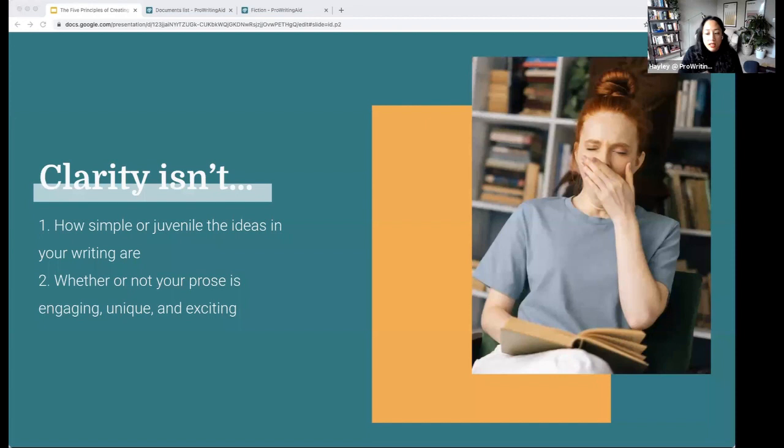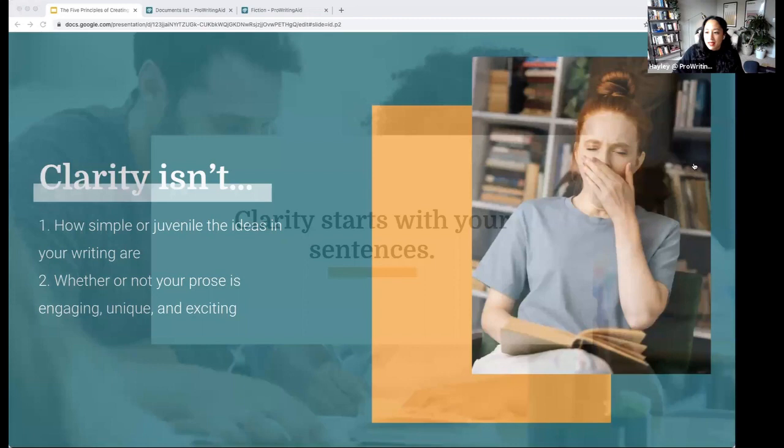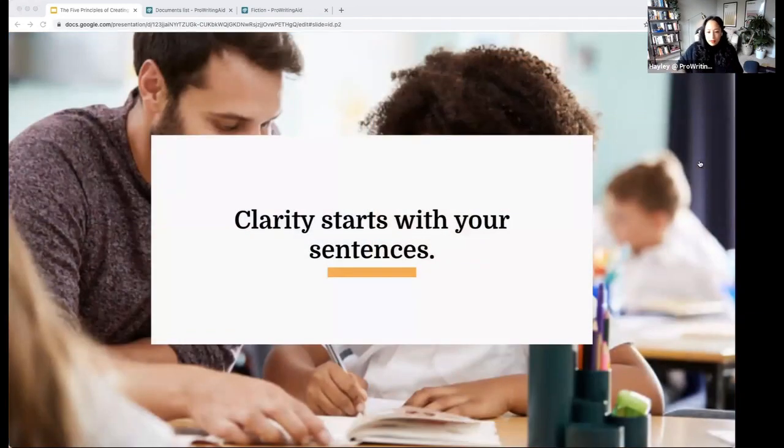So if you're trying to communicate something extremely complicated or extremely difficult or sensitive or anything like that, it's really important to come back to clarity to make sure that you're getting your ideas across effectively. And clarity also has nothing to do with whether or not your prose is engaging, unique, or exciting. You can have rich, specific, engaging, exciting prose while still being clear, and we are going to show you how to do it. So where do we begin with clarity?